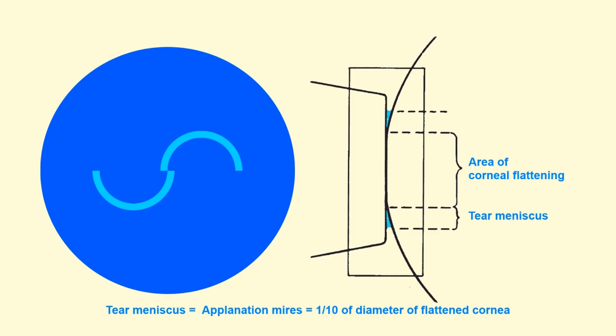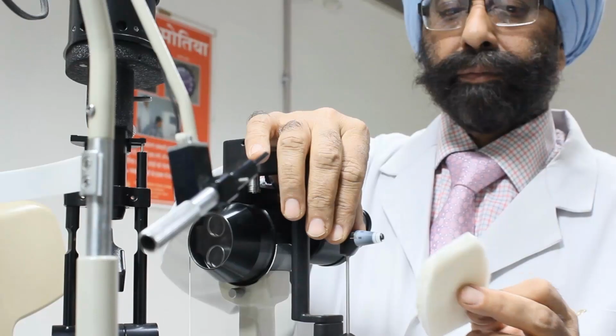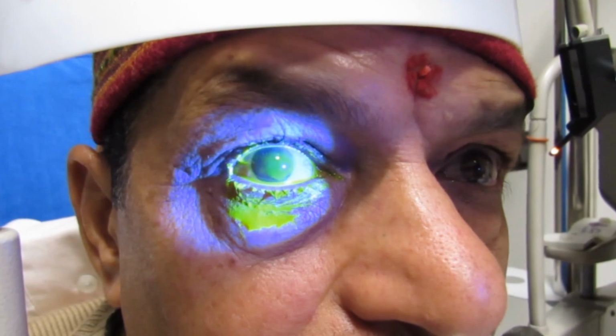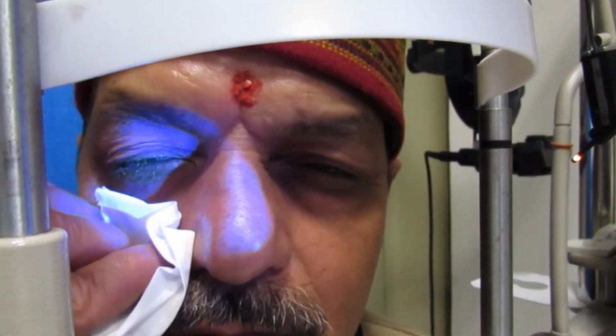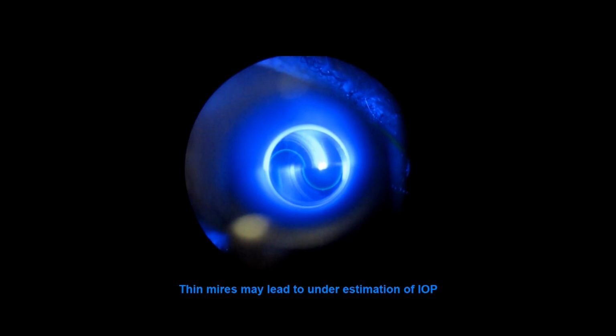It is essential to emphasize that thickness of Mires should be around 1/10 of the total diameter of flattened area. Thick Mires as shown here lead to overestimation. Here, the prism tip as well as the eye should be wiped and pressure rechecked. Thin Mires lead to underestimation of IOP and may need additional fluorescein. Prolonged contact of prism with cornea can lead to corneal injury and reduction of IOP and hence should be avoided.